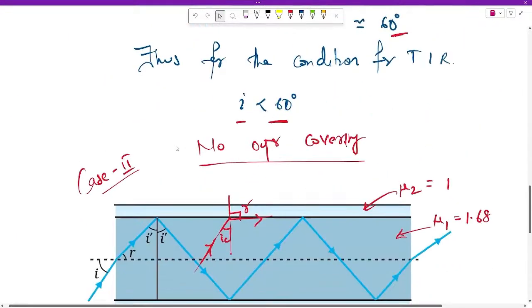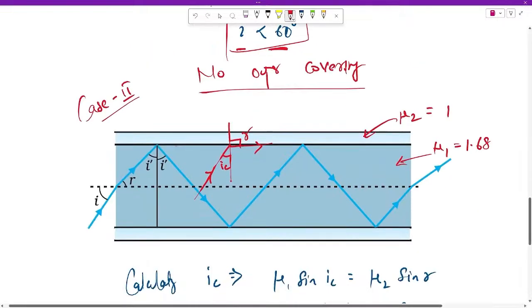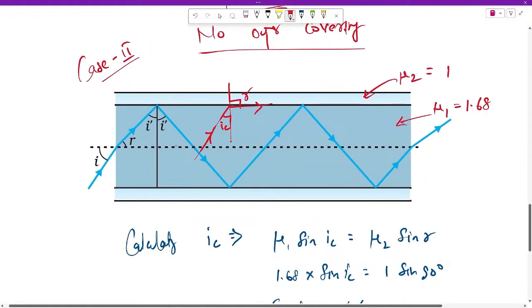Now we have found out the condition for total internal reflection to take place, that is I should be less than 60 degree and greater than 0. Now let's cover the case when there is no any outer covering. Now in this case we can assume that mu2, that is the refractive index of outer covering, mu2 is equals to 1.